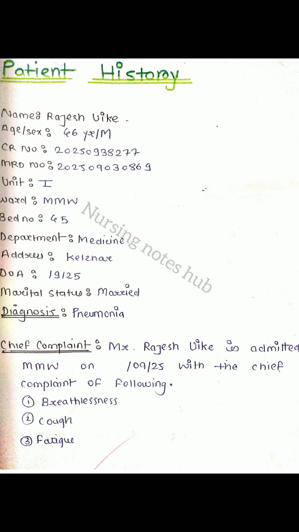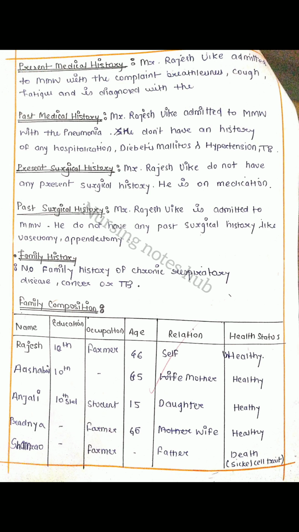For example, if the patient is from medicine or surgery, and so on, you can say that. Then comes the chief complaint, which means what problems the patient is having. For example, if the patient has a lung problem, then he will have breathlessness, headache, fever, etc. Then comes the history part. First, present history, in which we have to write the present condition of the patient. For example, the complaints he is having, like breathlessness, cough, fatigue, and what he is diagnosed with, for example, pneumonia.